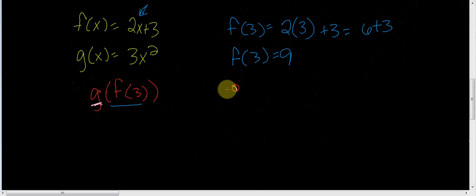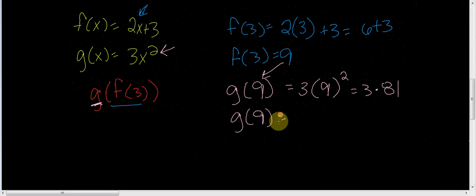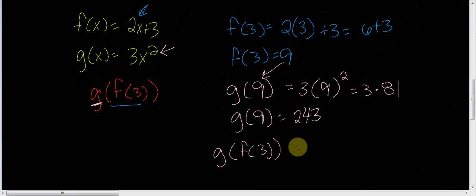So I'm going to say g of 9, that's going right there, is equal to, now remember I'm using g, so I have to take 3, and in place of the x I'm going to fill in the 9 that I just got, and I'm going to square it, and that becomes 3 times 81 if you're following the order of operations. So g of 9 is equal to 243. 81 times 3 is 243. So my final answer here, I would say that g of f of 3 is equal to 243.